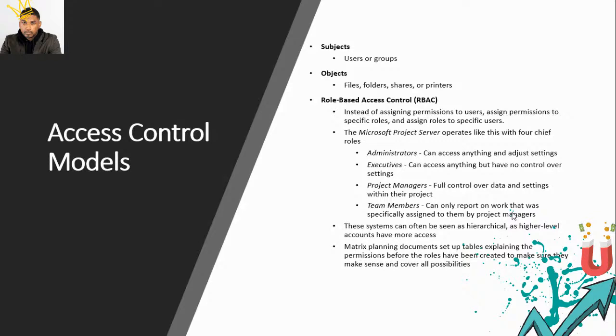Matrix planning documents set up tables explaining the permissions before the roles have been created, to make sure that they make sense and cover all of the possibilities. So here, this is access control planning, where before you actually start giving out permissions willy-nilly, you want to ensure that you have your practices documented in a way where it makes sense.